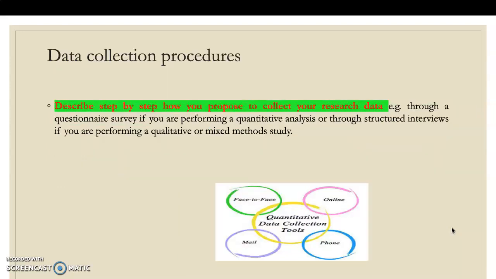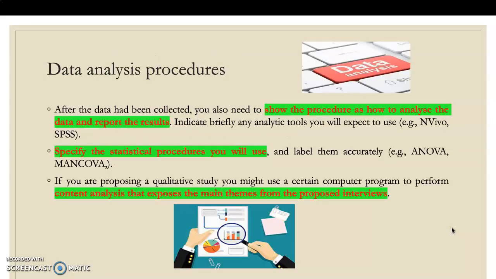Apart from that, you have a subheading on data collection procedures. You have to describe step by step how you propose to collect your research data and how you plan to analyze your data. All right. So you need to specify everything related to how you plan to analyze your data. Whether it's quantitative data, how do you analyze it? Qualitative data, how do you analyze it?